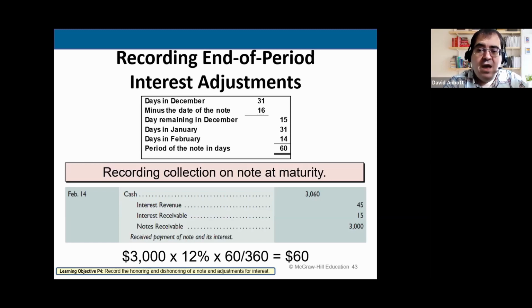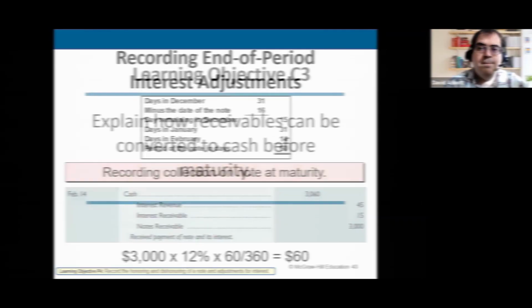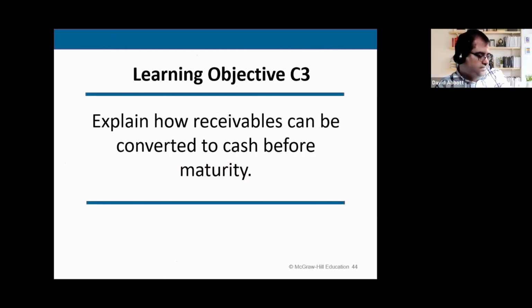So you would have a credit to cash for $3,060. Remember, $3,000 is the amount of the note, 60 is the interest. And so you would have a credit then to interest revenue for 45 because that's the revenue in that period. And then you would have interest receivable credit of 15 because you now are collecting that $15. And then you would credit the notes receivable for 3,000 because that's the principal of the note.